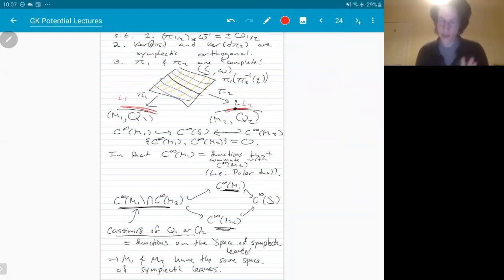So the Morita equivalence gives you a way of giving a correspondence between the symplectic leaves of the two Poisson structures.